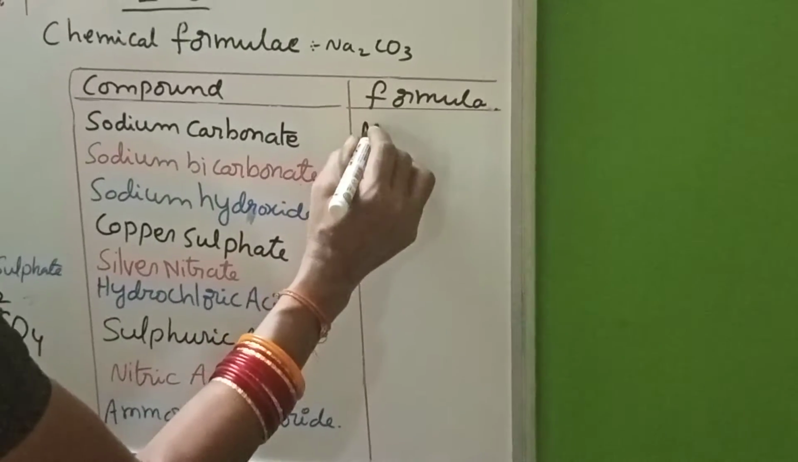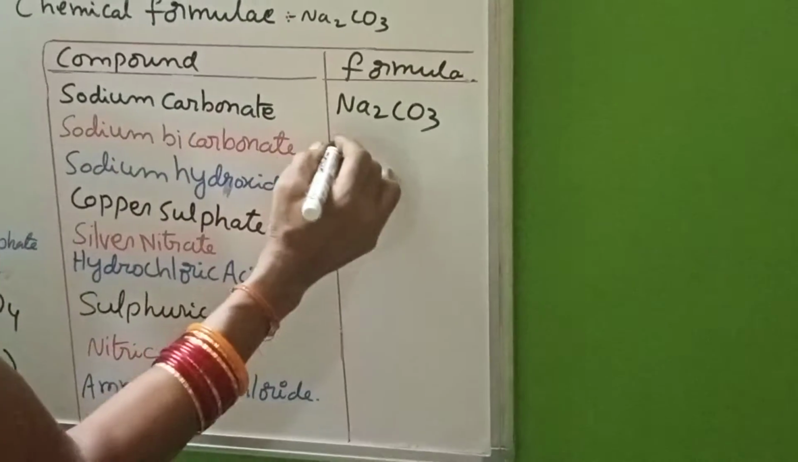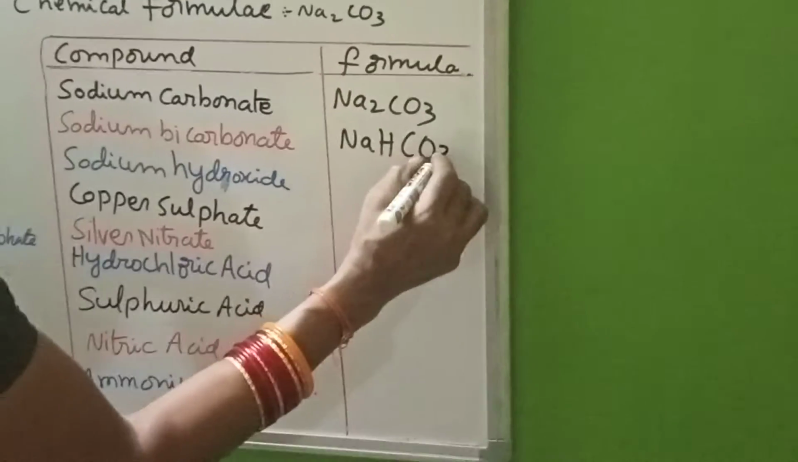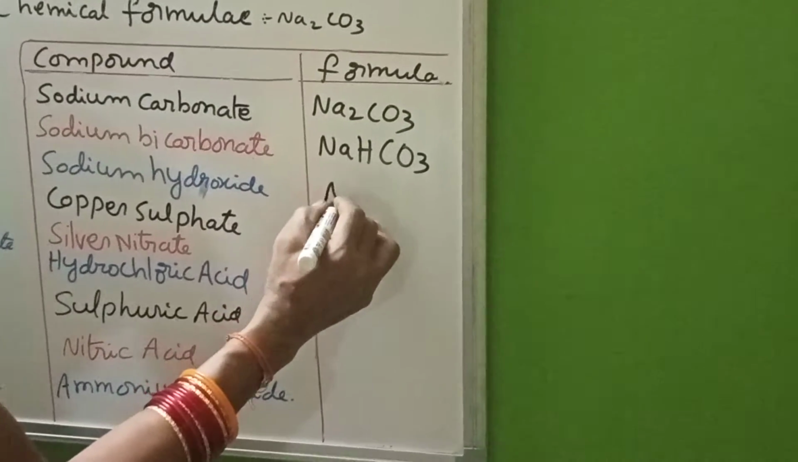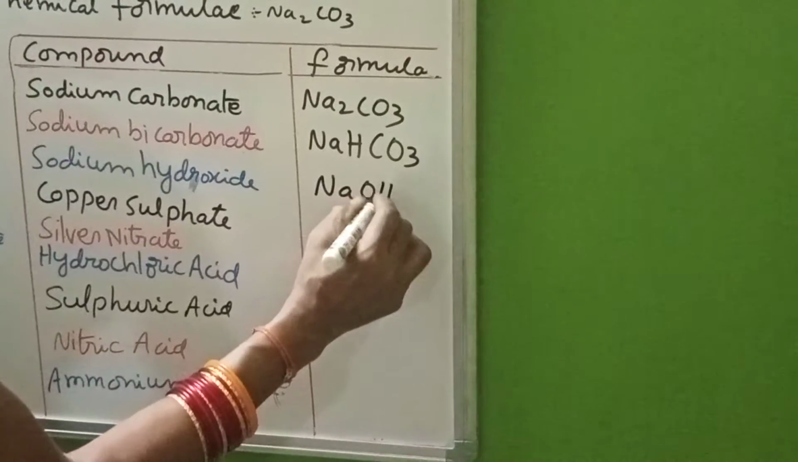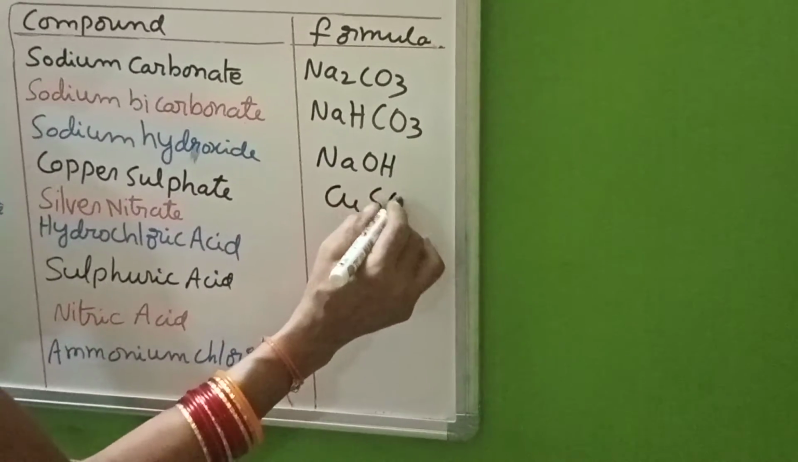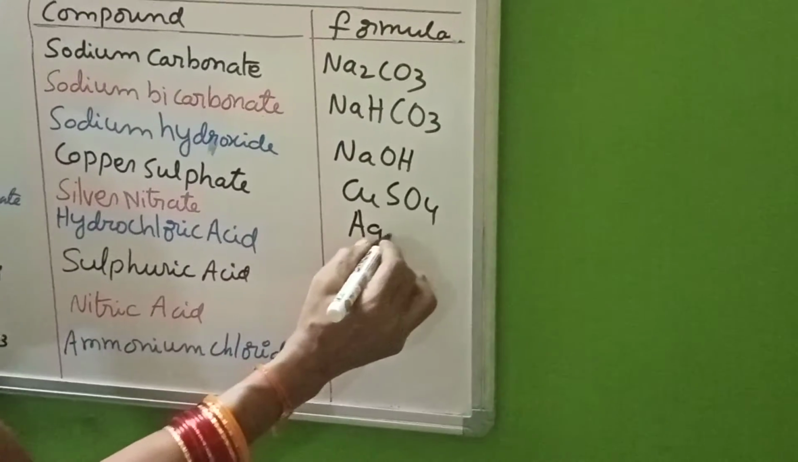Now let us recap. Sodium carbonate formula is Na2CO3. Sodium bicarbonate is NaHCO3. Sodium hydroxide is NaOH. Copper sulfate is CuSO4 and silver nitrate is AgNO3.